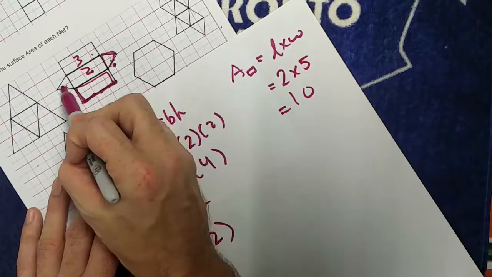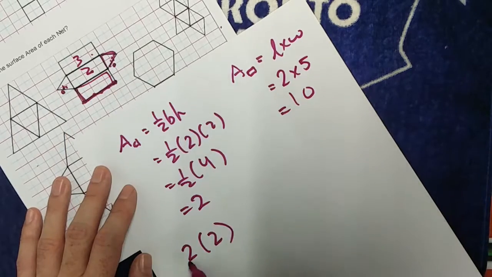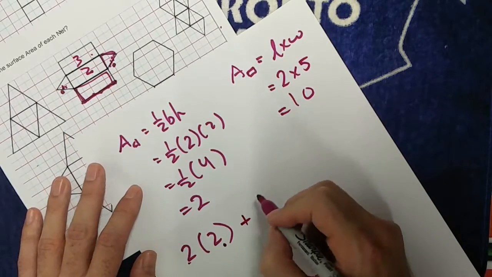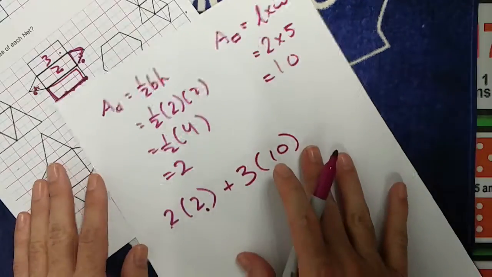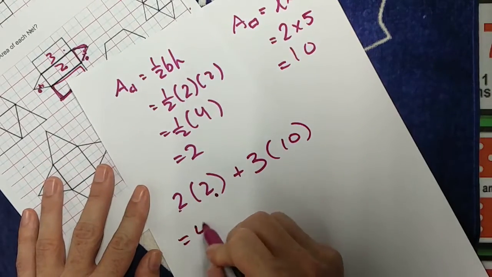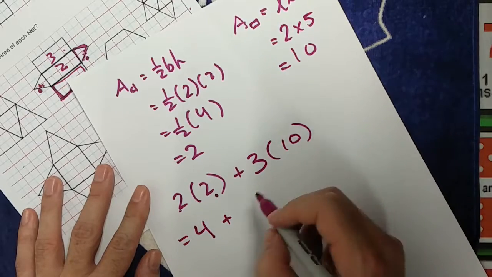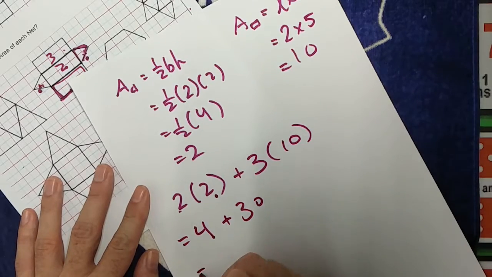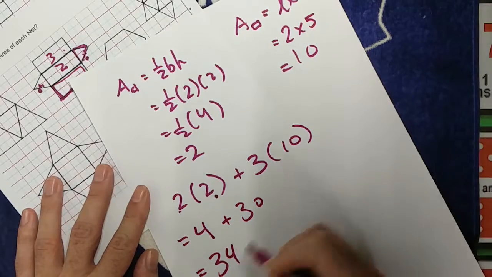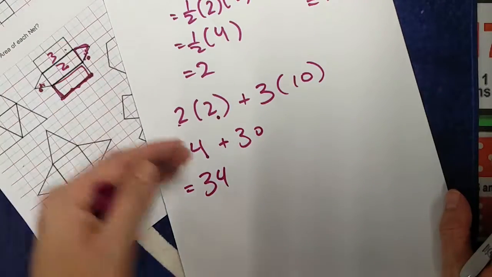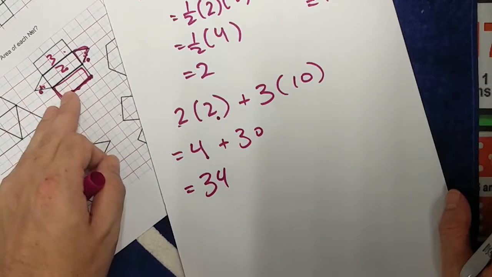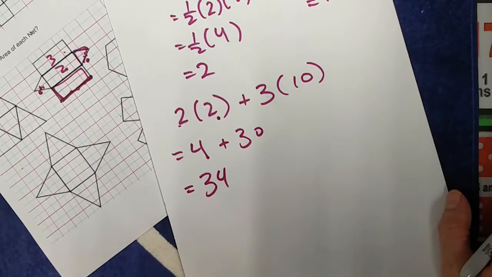So not only do I have this twice, 2 groups of 2, I'm also going to have 3 groups of 10. So here I have 2 groups of 2, which is 4, plus 3 groups of 10, which is 30. And all together, add them all up, I have a total of 34. Look how easy that is. Just like that. Find the area of my simple shapes, then add them together to find the surface area of my 3D shape.